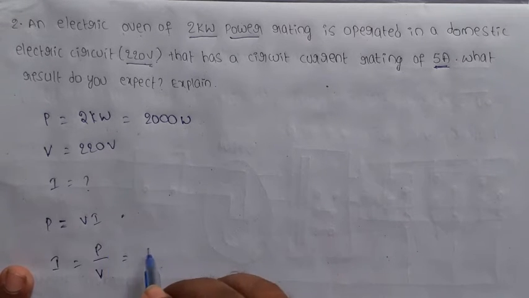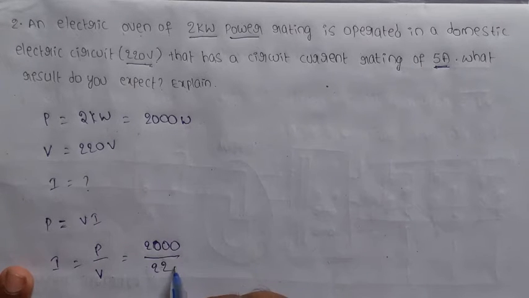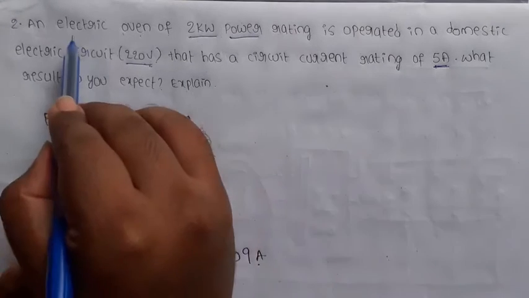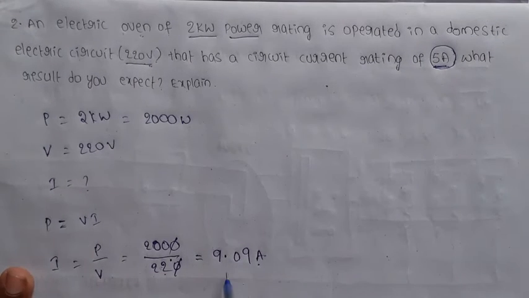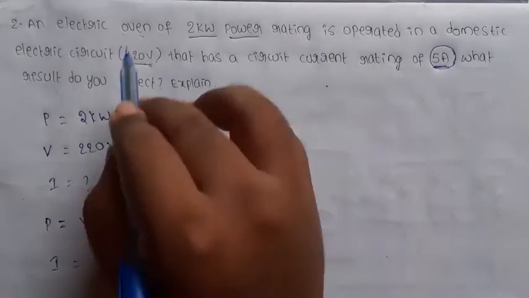What is the power value? 2000 by 220. So the zero gets cancelled, 200 divided by 22, it is 9.09 ampere. So around 9 ampere of current is flowing in the electric oven. But what is the limit here? 5 ampere. So more than 5 ampere current is flowing in the electric oven.